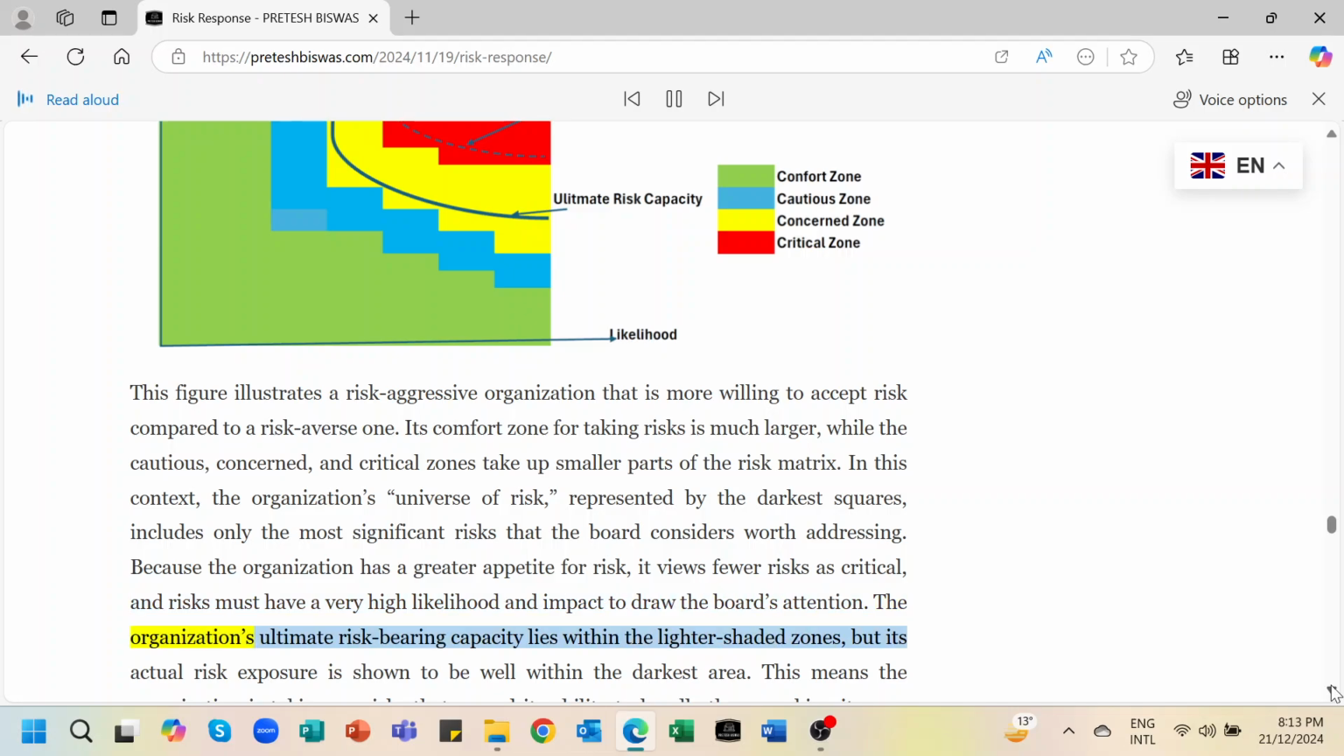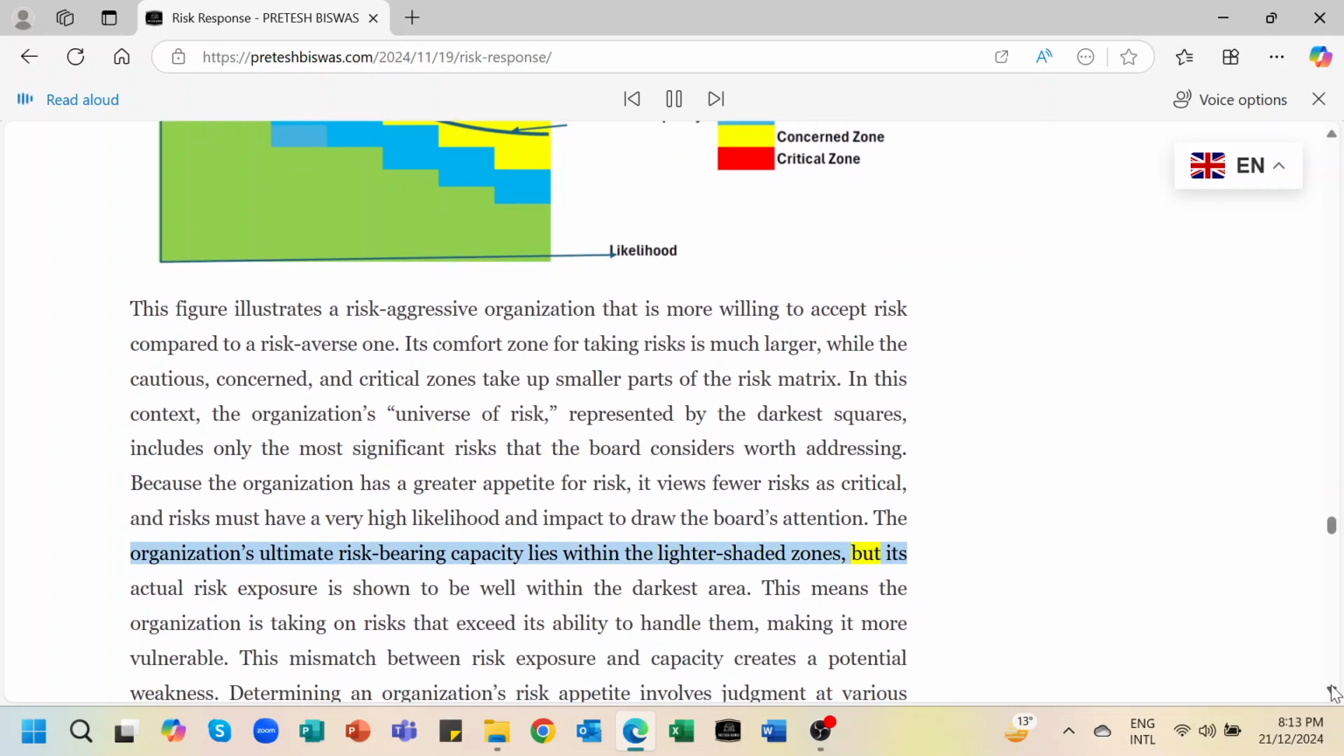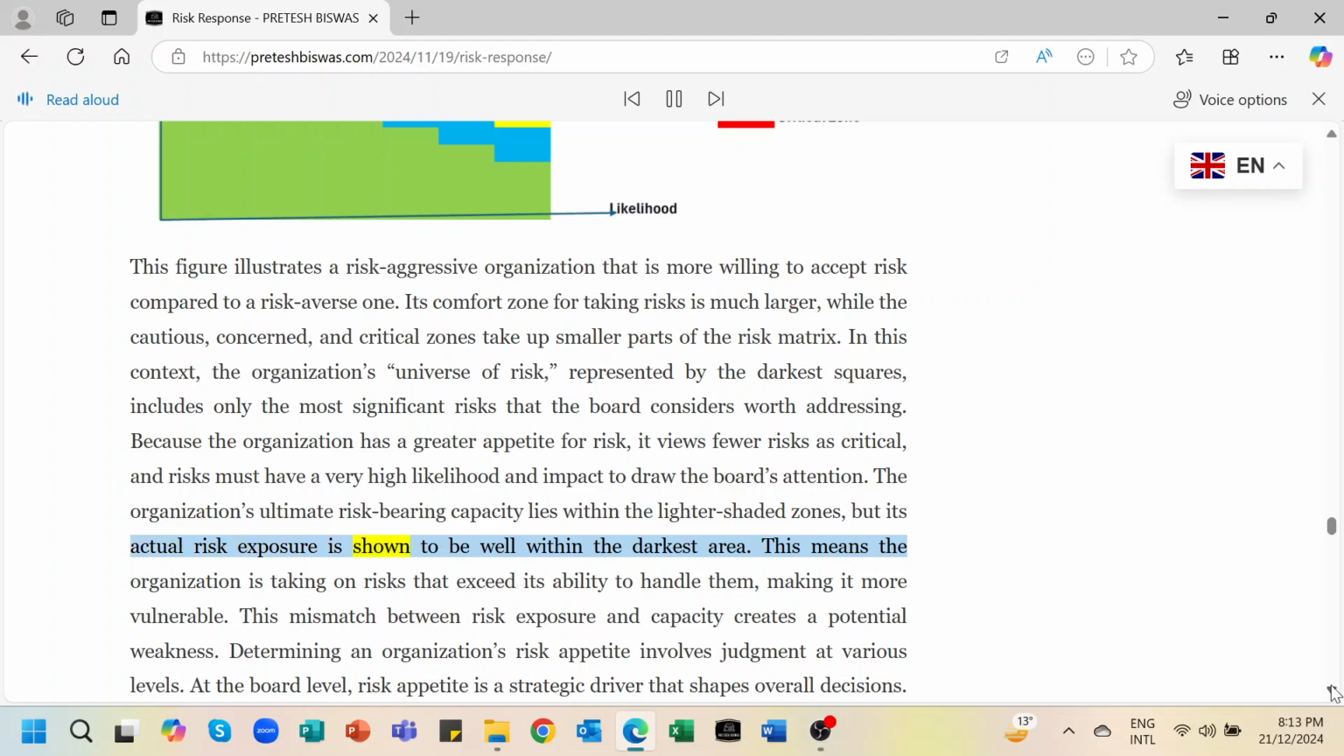The organization's ultimate risk-bearing capacity lies within the lighter shaded zones, but its actual risk exposure is shown to be well within the darkest area. This means the organization is taking on risks that exceed its ability to handle them, making it more vulnerable. This mismatch between risk exposure and capacity creates a potential weakness.